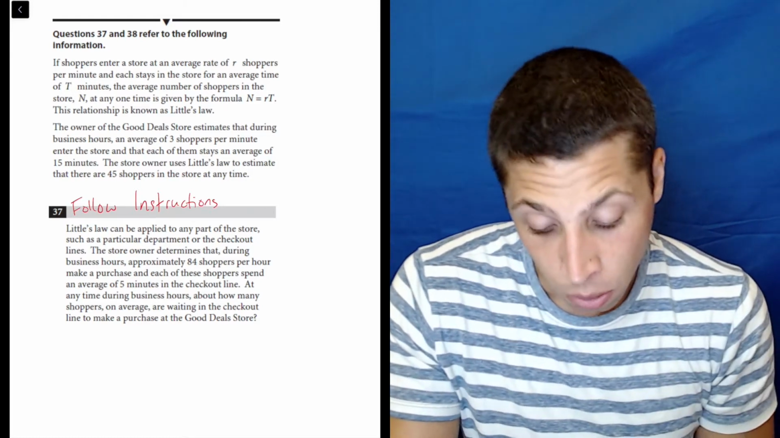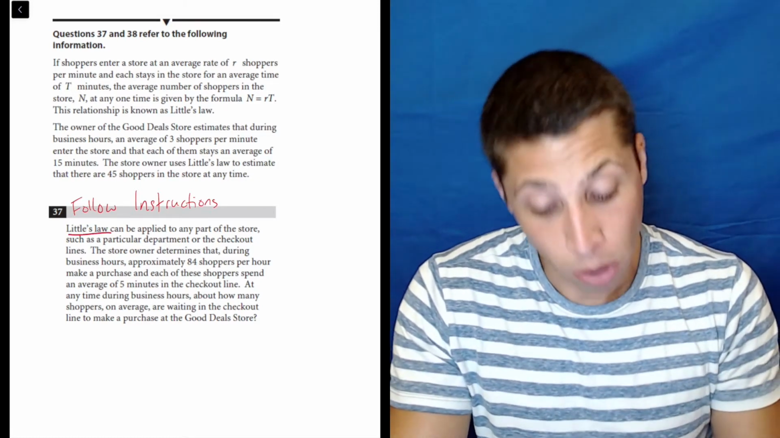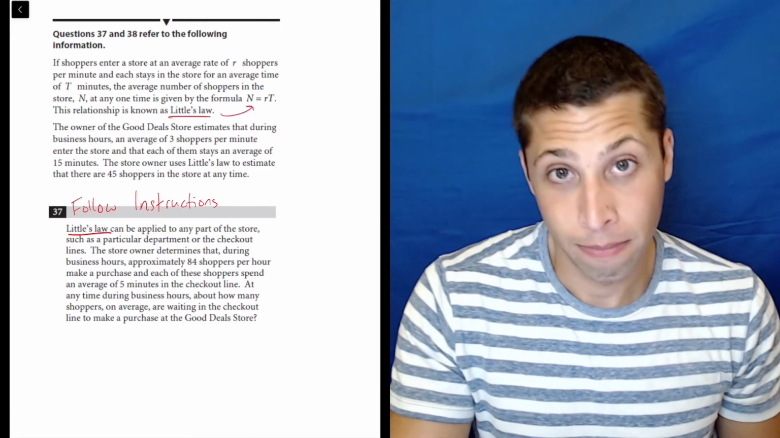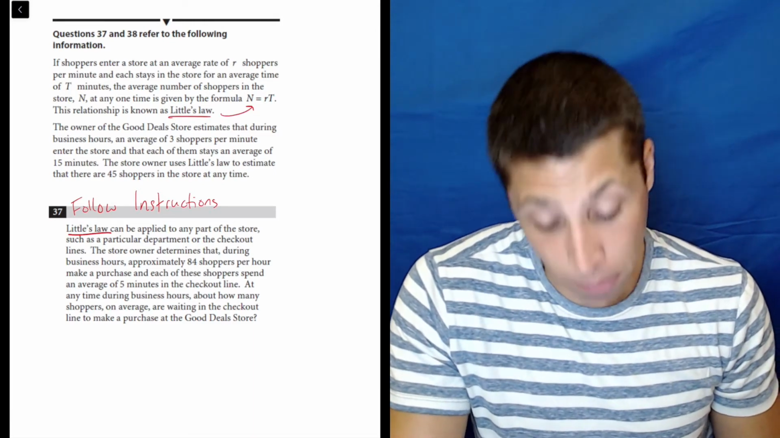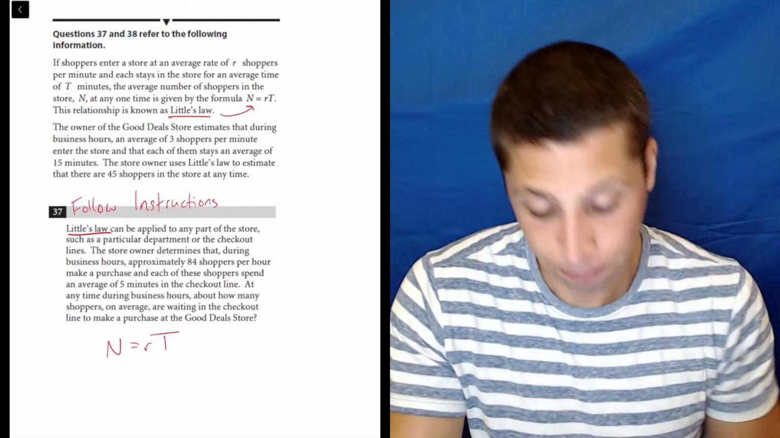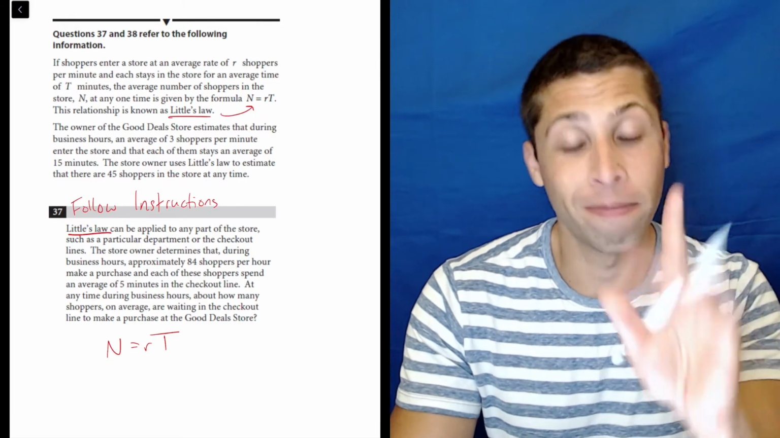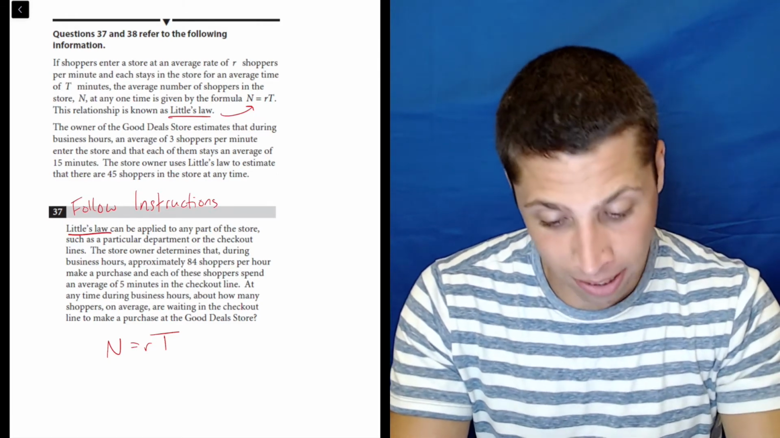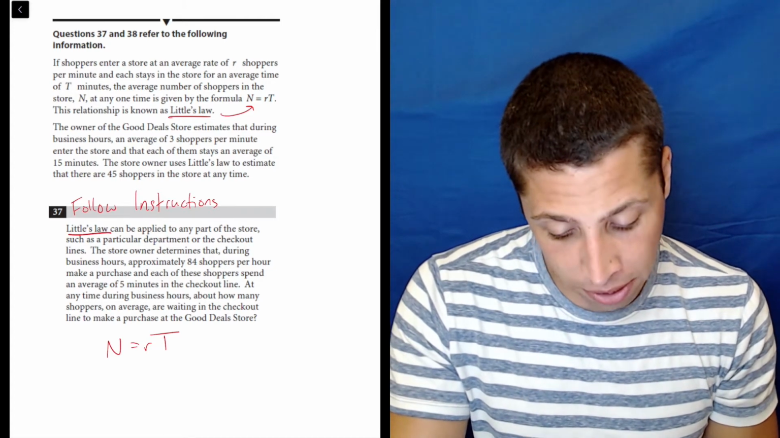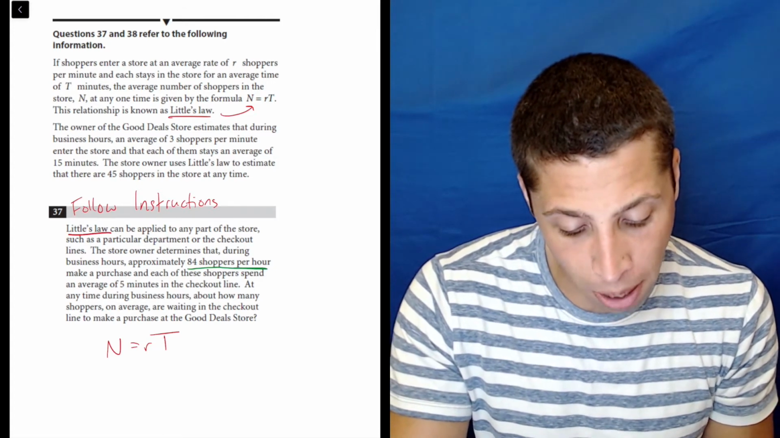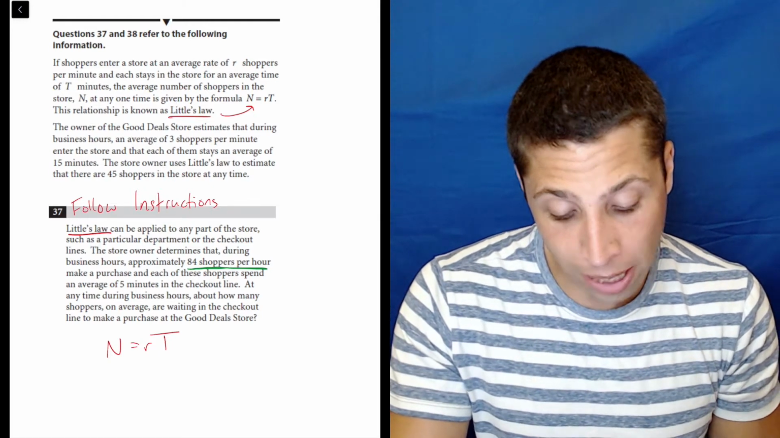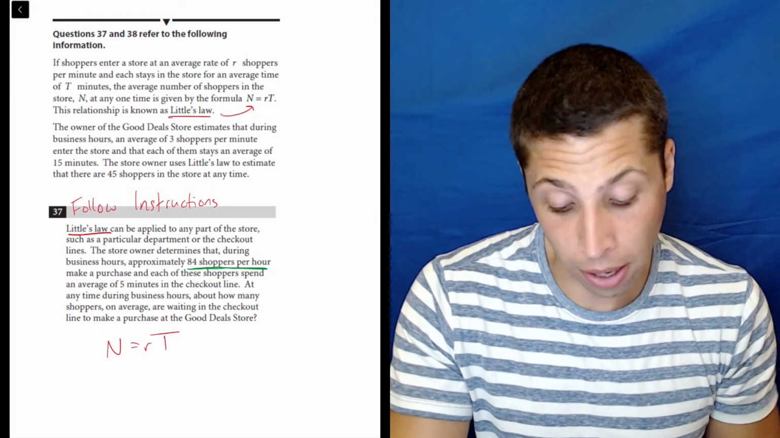So what is Little's law? Well, if we go here, they tell us Little's law is this equation. Now I don't know what the equation means, but I'm going to write it down because it seems important. N equals RT. Okay, first instruction followed. Check. Let's keep moving. The store owner determines that during business hours, approximately 84 shoppers per hour make a purchase.